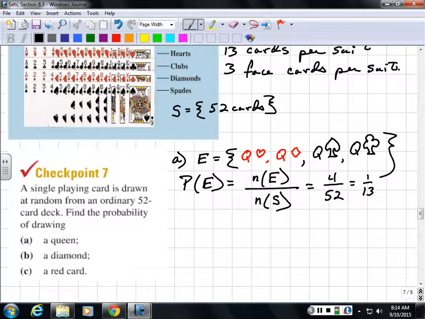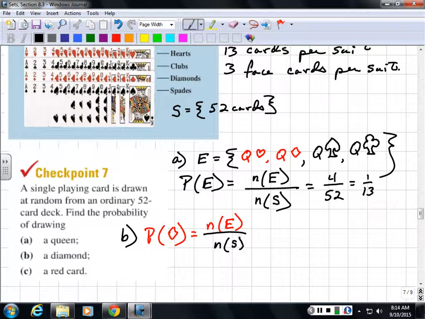So now let's look at part B. Part B is the probability of drawing a diamond. Well, I know that when we look at the probability of drawing a card that is a diamond, that means that I'm looking at the number in the event divided by the number in the sample space. How many diamonds are there? There are 13 because there are 13 cards per suit. So that means that this will be equal to 13 over 52. Once again, reduce. It is simply 1/4.